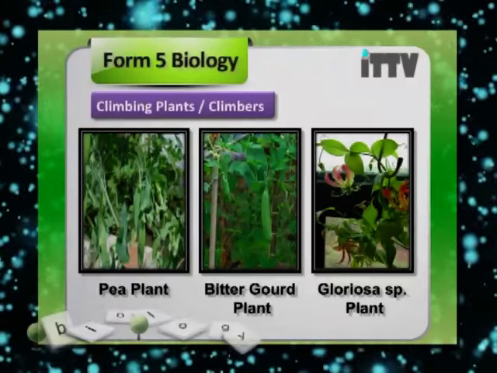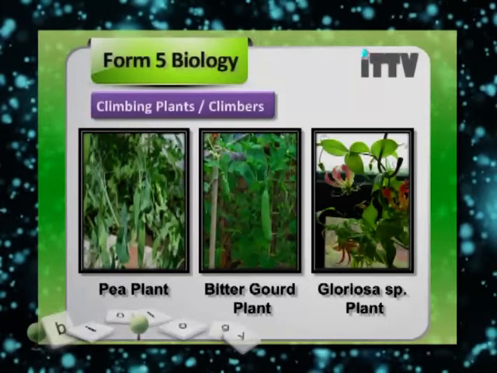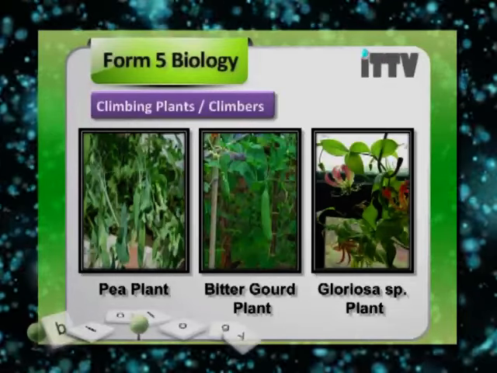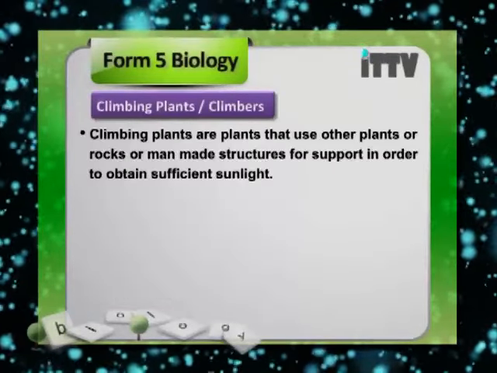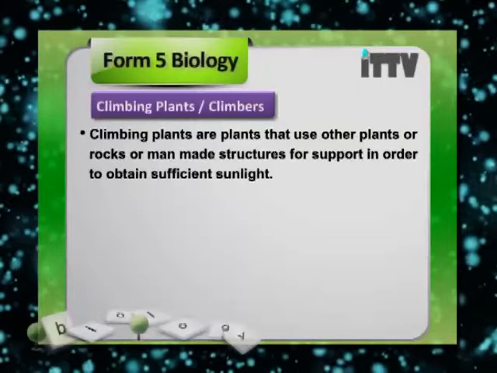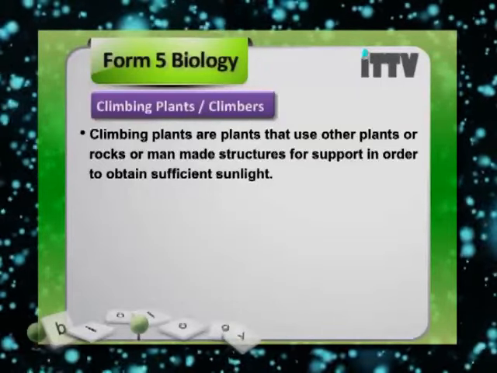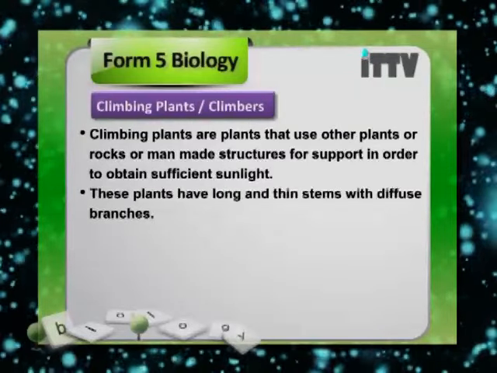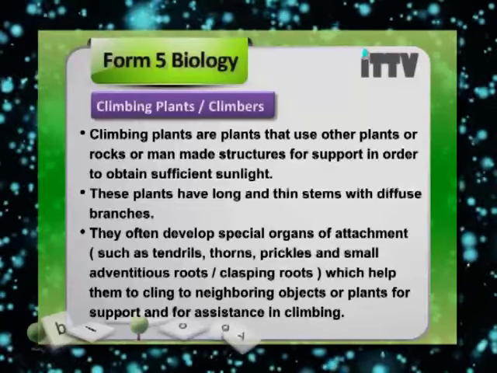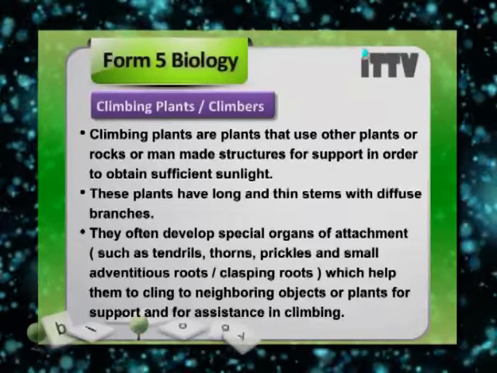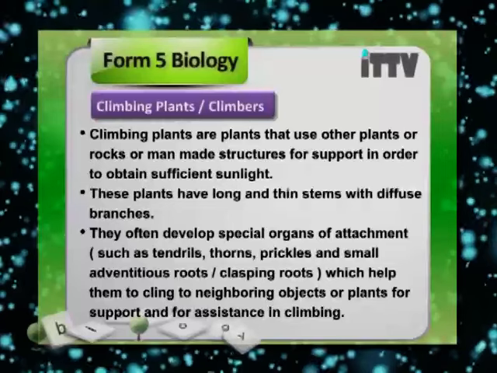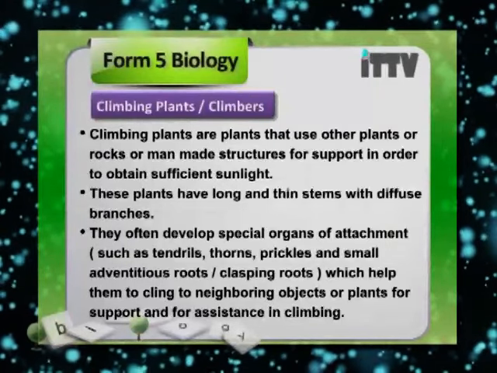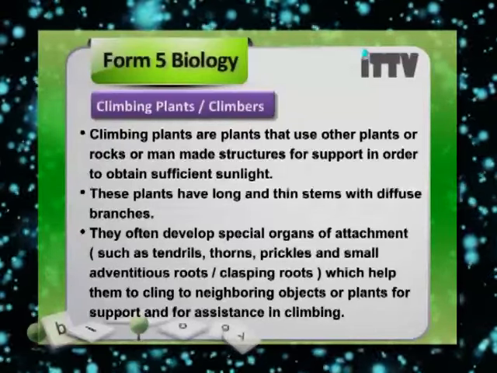Now let us move on to other types of plants and examine the different types of support that they have. Let's look at the climbing plants, known as climbers. For example, the pea plants, bitter gourd plants, and Gloriosa plant. Climbing plants are plants that use other plants or rocks or man-made structures for support in order to obtain sufficient sunlight. These plants have long and thin stems with diffuse branches. They often develop special organs of attachment such as tendrils, thorns, prickles, and small adventitious roots, or clasping roots, which enable them to cling to neighboring objects or plants for support and for assistance in climbing.